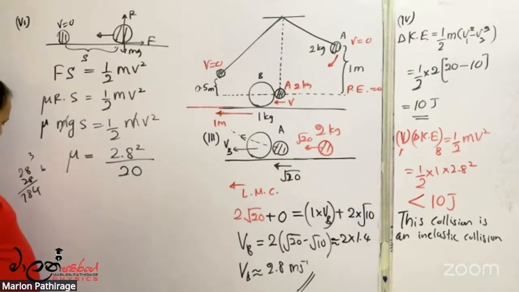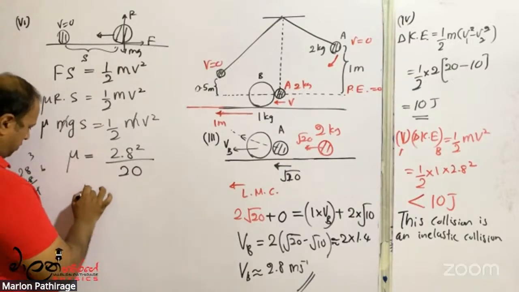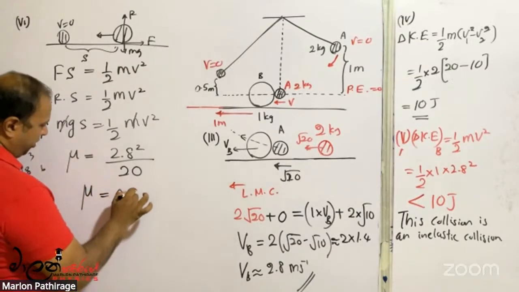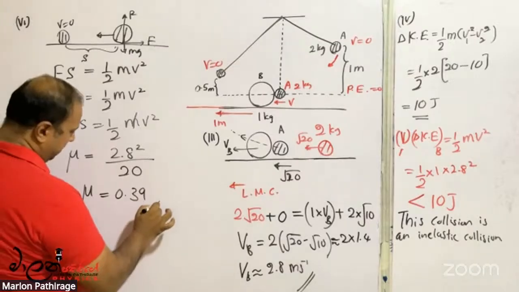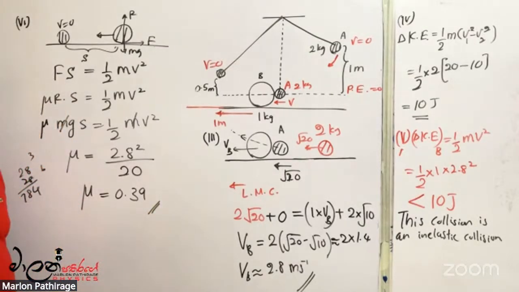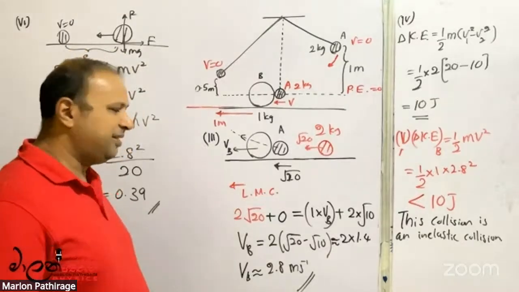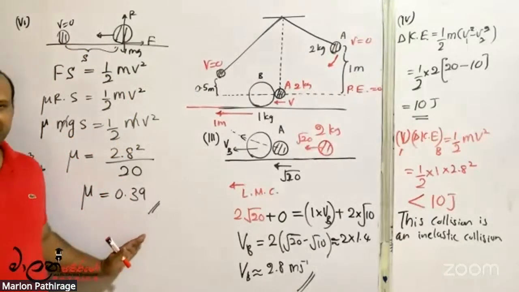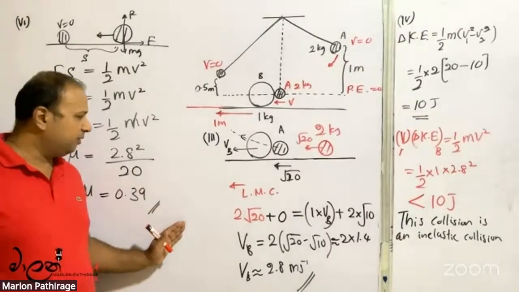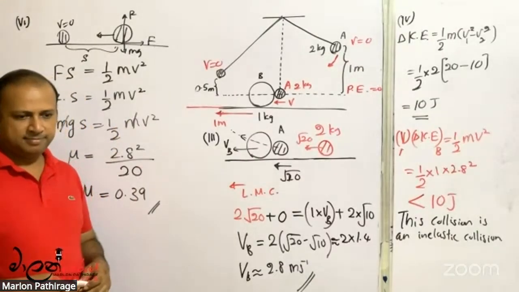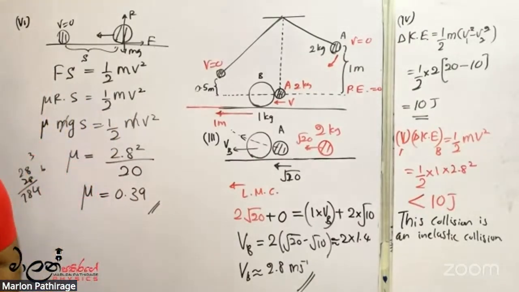Mu is equal to 0.39. Is that clear? If you got this one, please raise your hand.